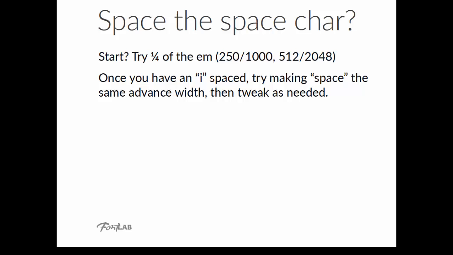So you could try 1/4 of an M. So if you've got a 1,000 unit M square, 250 units. That is about average. Might be a smidge more than that. Once you have an I spaced, you could try making the space the exact same width as the I, and then tweak it if needed.